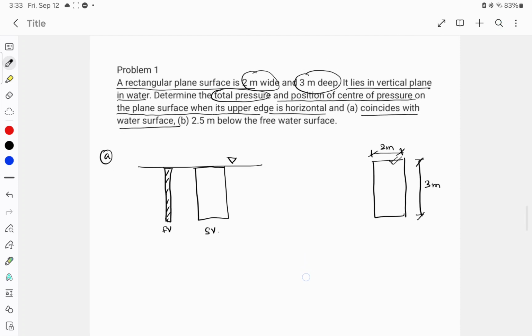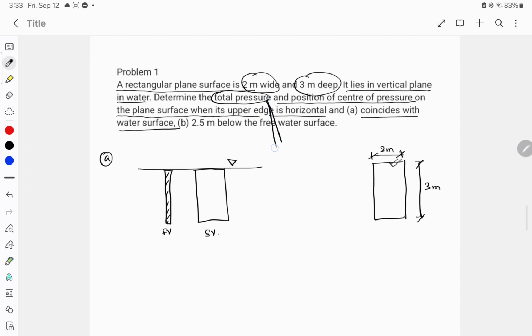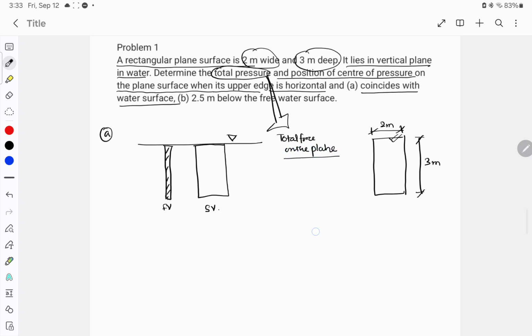Something you shouldn't confuse here is, what does total pressure mean? Total pressure is actually the total force on the plane. We already know the total force on the vertical plane, but since they have asked for total pressure, I will give you the total pressure equation. We already know that F is equal to rho g h bar into area.